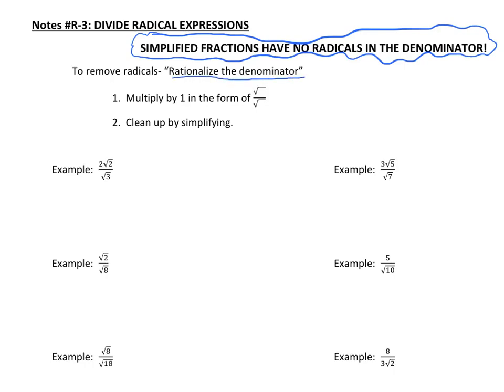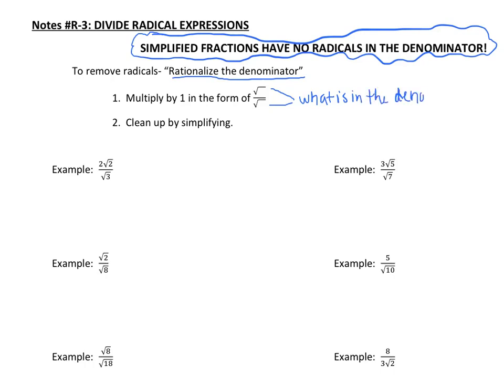So let me talk a little bit about what that is. What you want to do is you want to multiply by 1, in the form of square root over square root. Now, it doesn't have to be square root, it could be cubed root. Whatever radical it is that you have in the denominator, that is what's going to go here. So, both of these radicals are what is in the denominator.